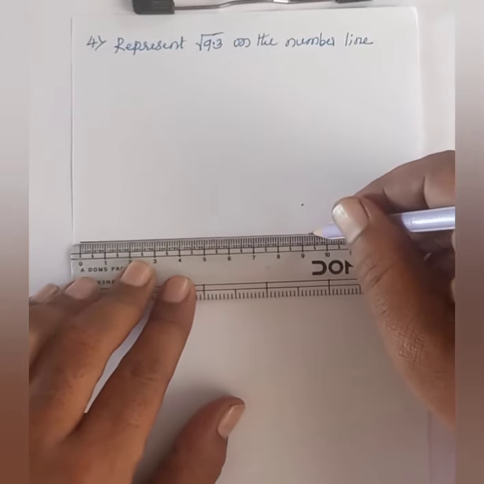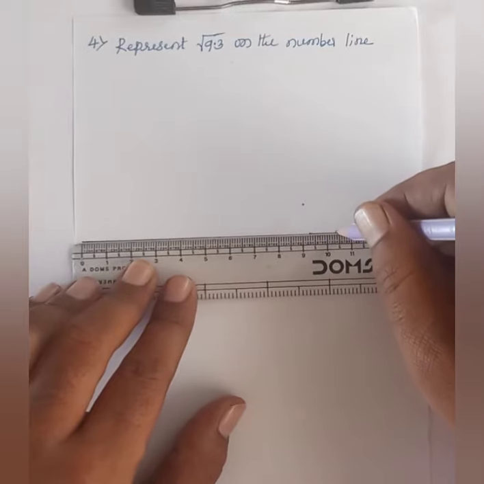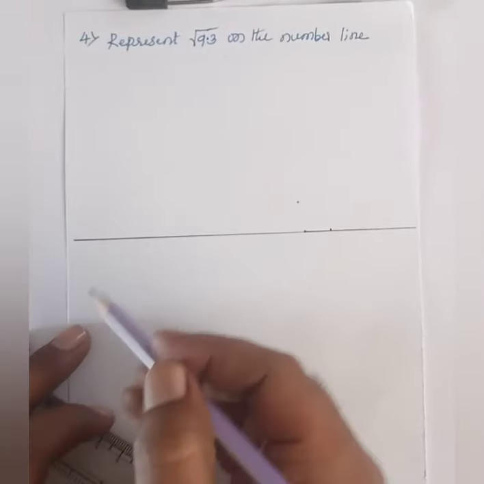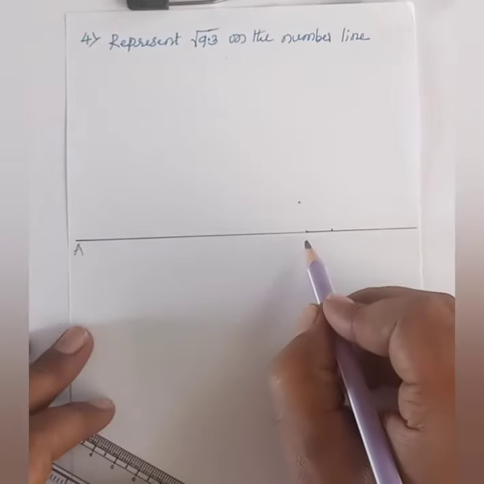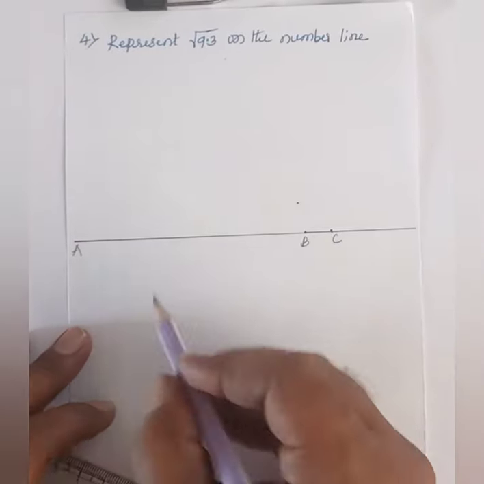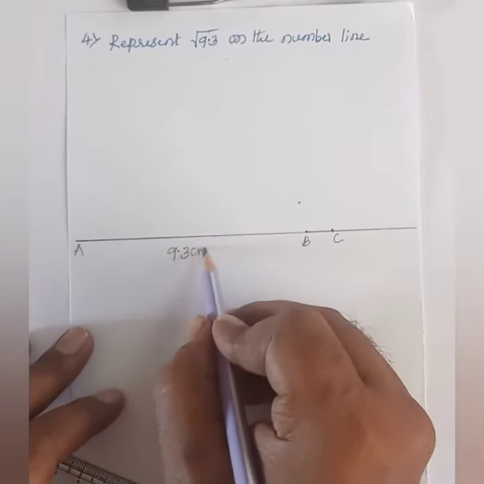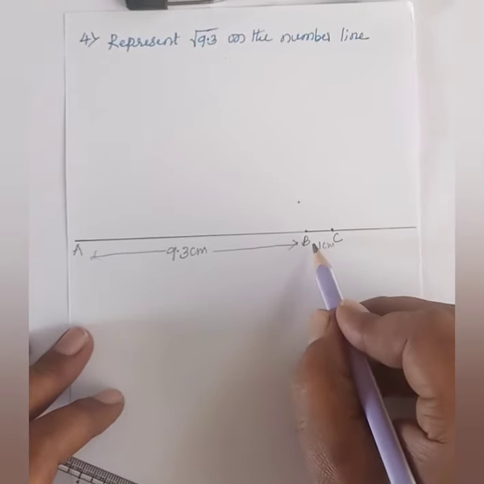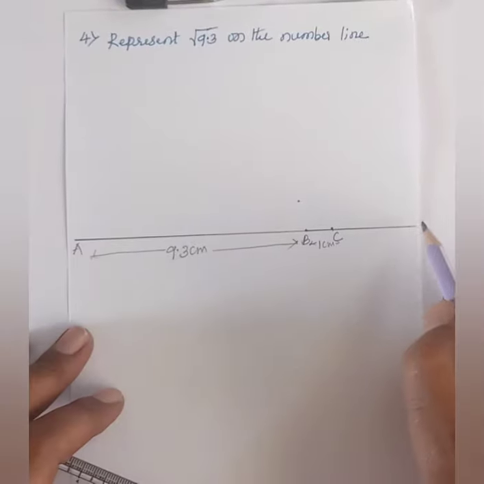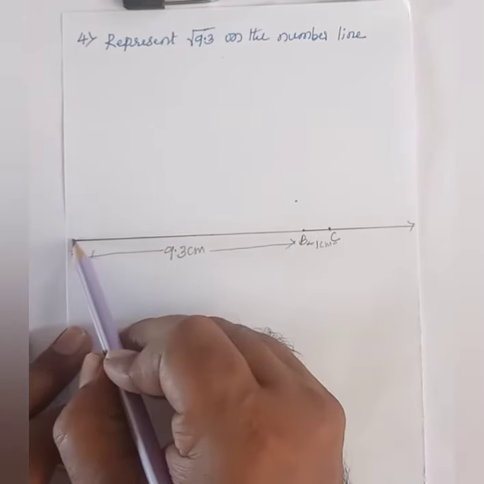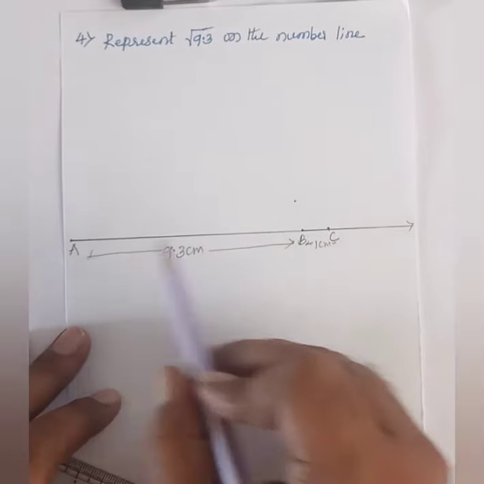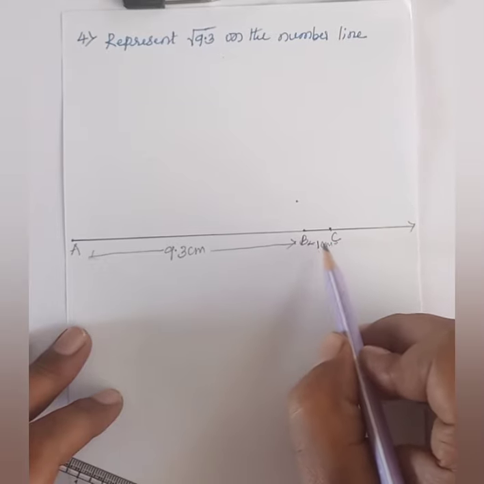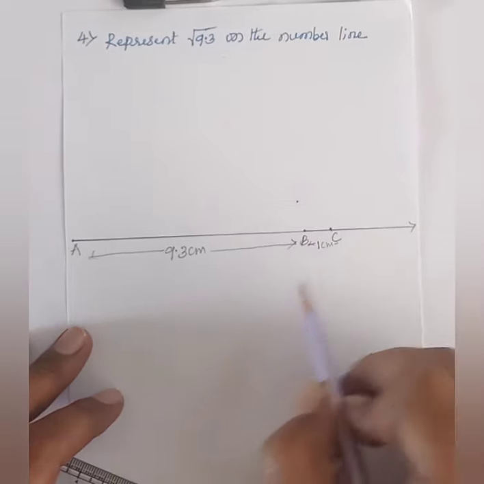After 9.3, 1 more centimeter you have to extend. So take this as A, this is B, this is C. AB length is 9.3 centimeter. This is 1 centimeter. First you have to draw a line and choose one point on it, that is A. From A to B you have to take 9.3 centimeter. Next B to C you have to extend 1 centimeter, 1 unit. This can be any length, doesn't matter.